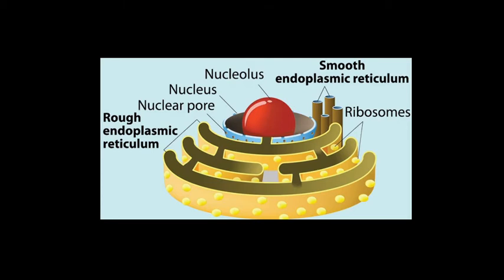If we talk about the function of a smooth endoplasmic reticulum, it is involved in lipid metabolism and detoxifying poisonous molecules. That one is very important: SER is involved in detoxifying cells of poisonous molecules.